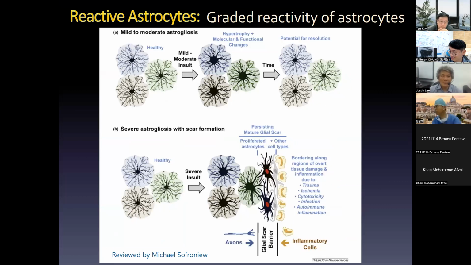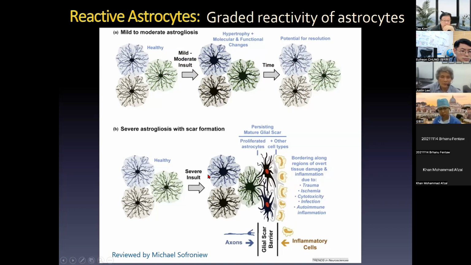Okay, so the reactive astrocytes, if I give a little bit more introduction, there are actually two types. It's been classified that there exists a mild or moderate reactive astrocyte under mild, moderate insult conditions. These astrocytes go from the healthy condition to become like a hypertrophy, and you can see some molecular changes and functional changes. But if you wait a long time, they actually recover back to the healthy condition. So these recovering reactive astrocytes are called mild reactive astrocytes.